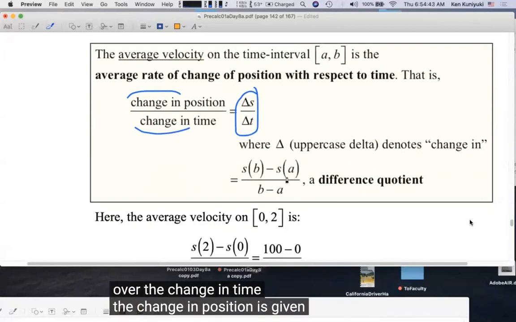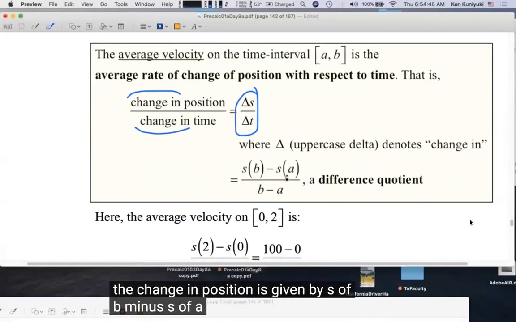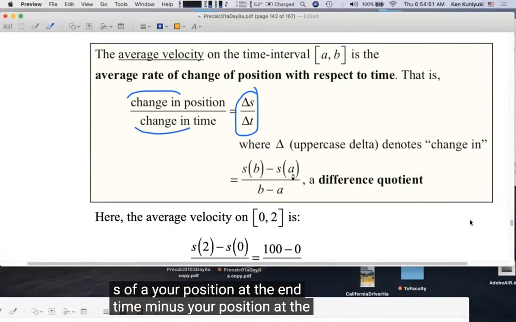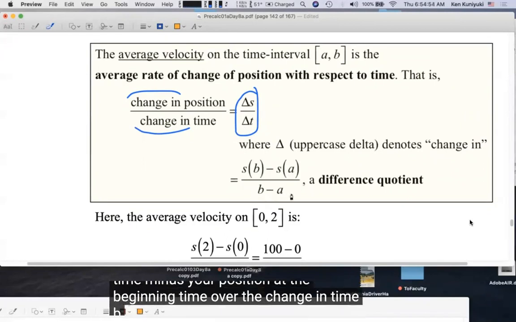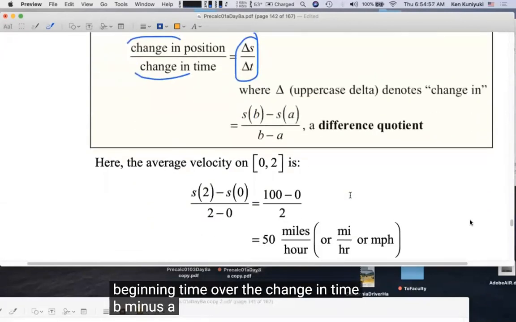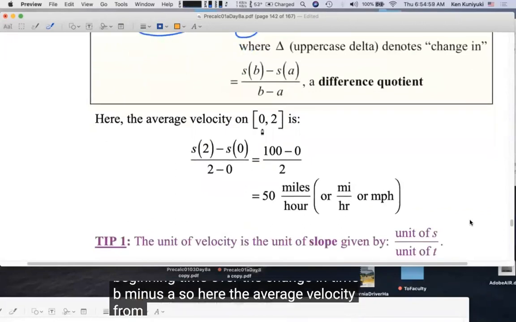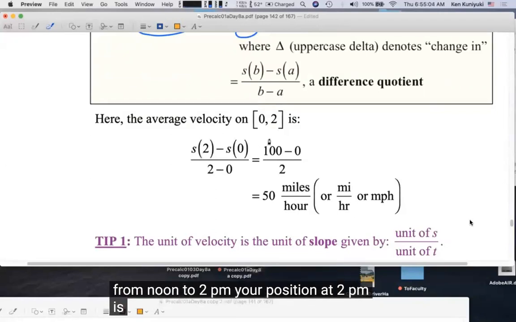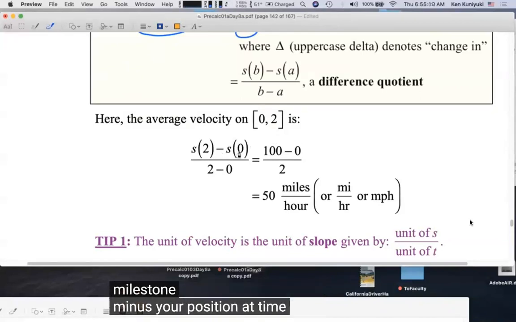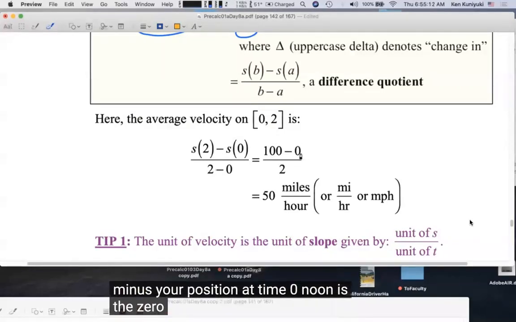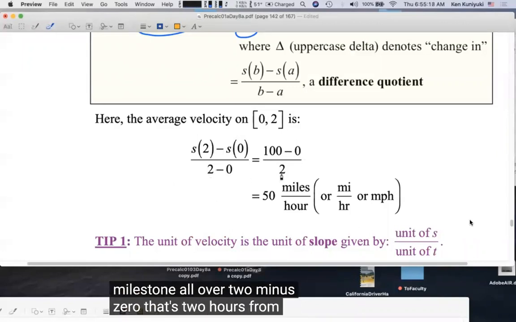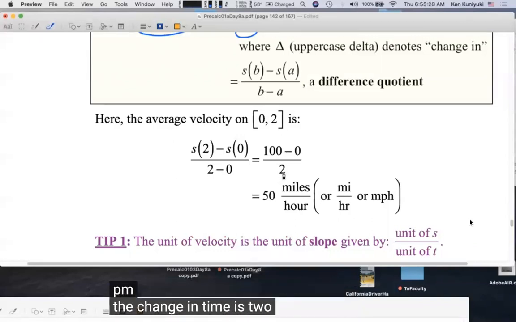The change in position is given by s of b minus s of a. Your position at the end time minus your position at the beginning time, over the change in time, b minus a. So here, the average velocity from noon to 2 p.m.: your position at 2 p.m. is at the 100-mile milestone, minus your position at time 0, noon, which is the 0 milestone, all over 2 minus 0, that's 2 hours. From noon to 2 p.m., the change in time is 2 hours.